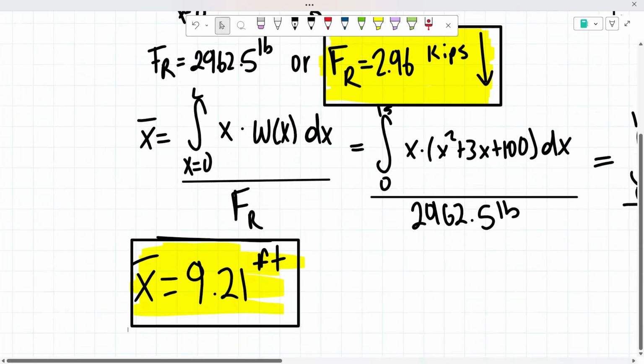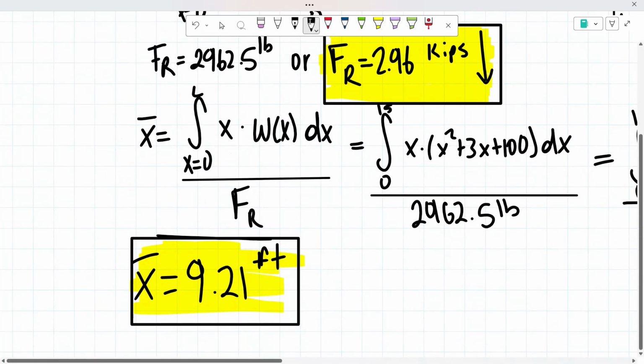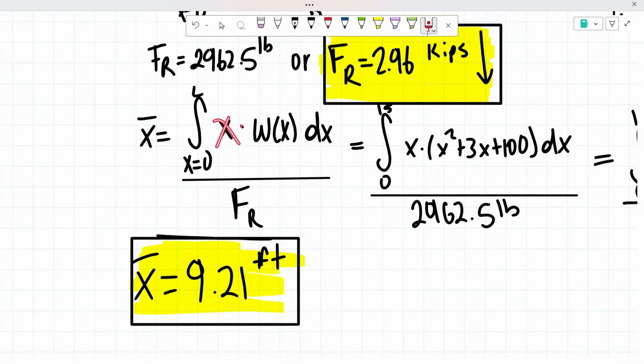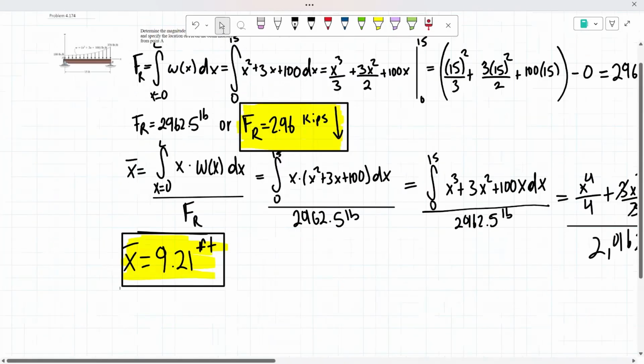And then for the location, to find the distance of the force from point A, what we did is, once again, we took the integral from x equals 0 to the length, times the distance x, times the force, all over our resultant force, and we simply plug that in, and that gave us the distance.